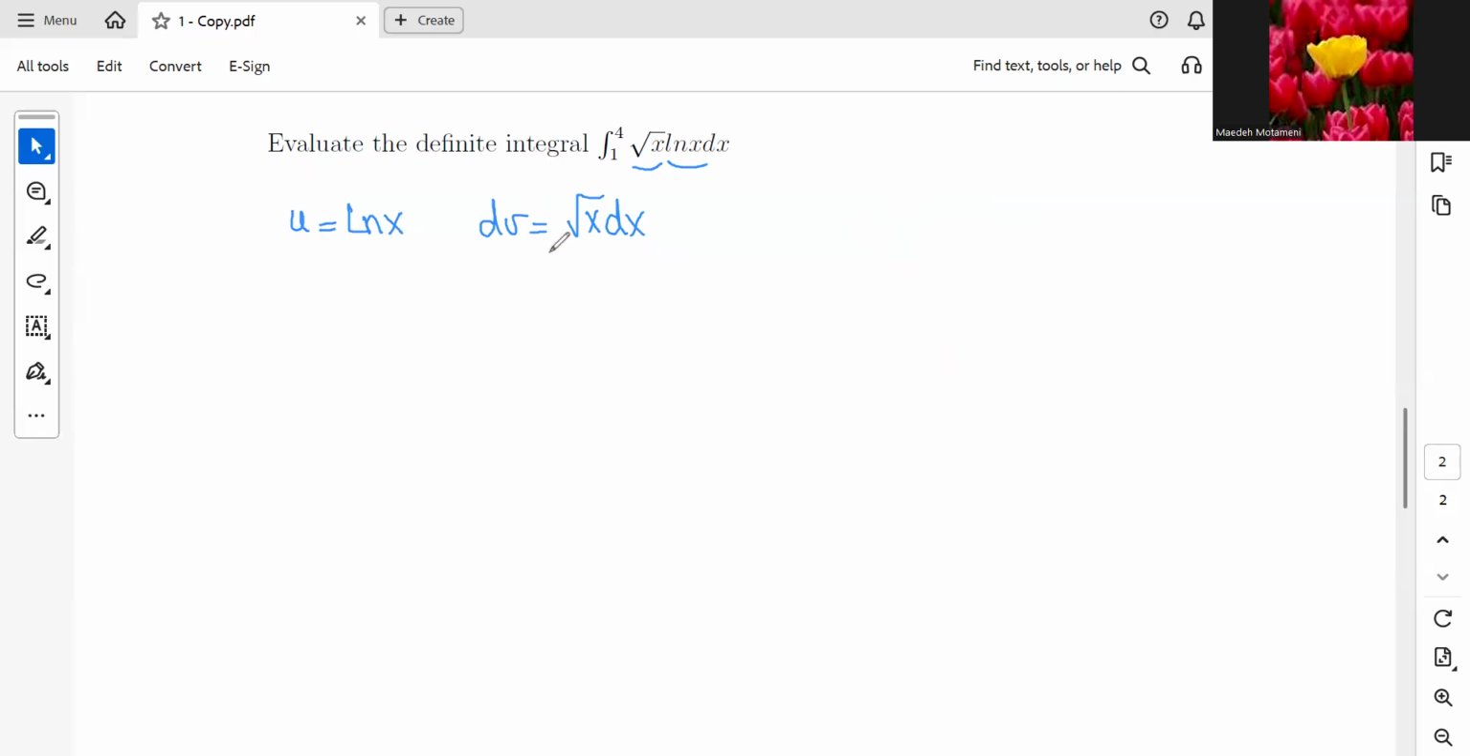So u is ln of x, dv is the square root of x dx. We're going to take the derivative of u and the integral of dv. That would be du equals 1 over x dx. And for this one, since square root of x is the same as x to the power 1 over 2 dx, when we take the integral, we're going to have x to the power 1 over 2 plus 1, which is 3 over 2, over 3 over 2. And we can simplify this as 2 over 3 x to the power 3 over 2.